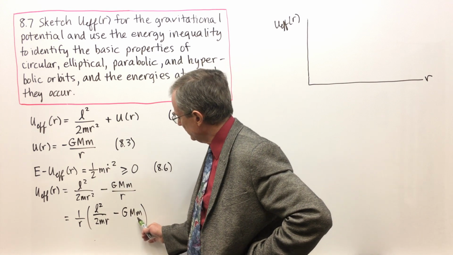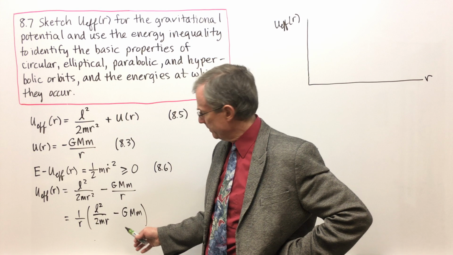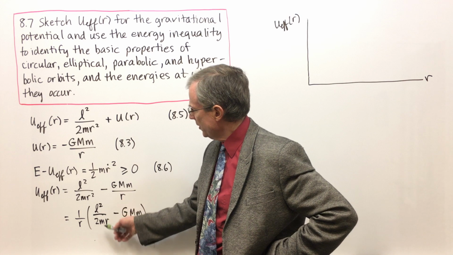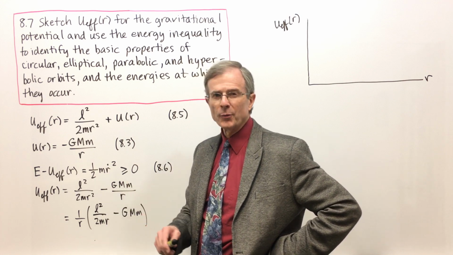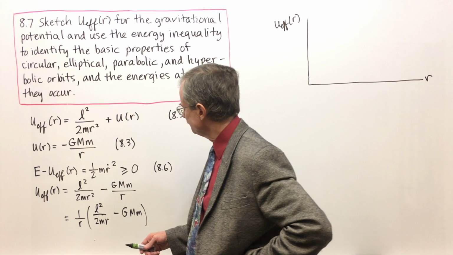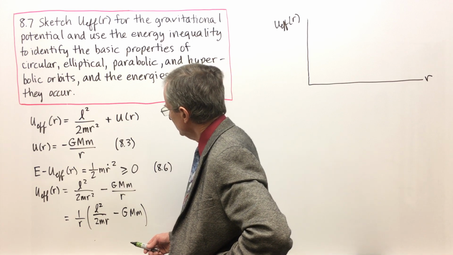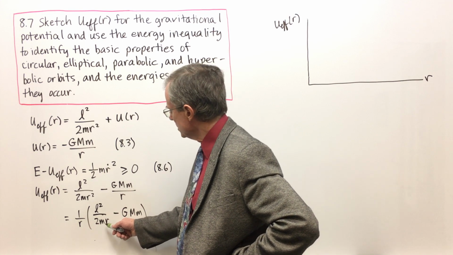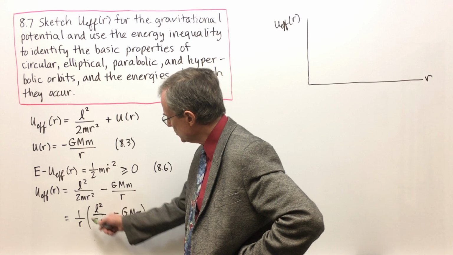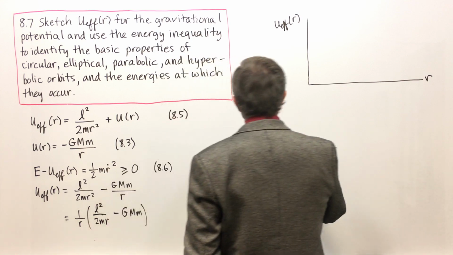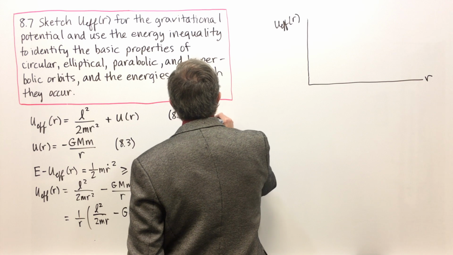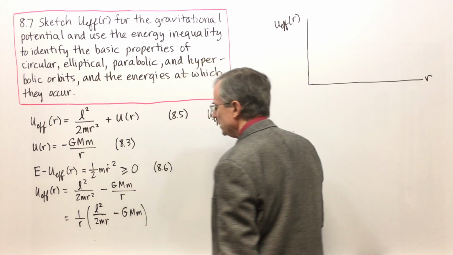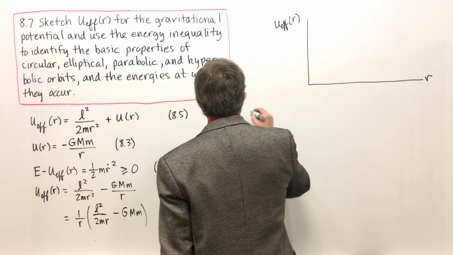As r goes to 0, this term is constant, so it's just a constant. But as r goes to 0, this denominator gets huge. And so this fraction gets small, because 1 over a large denominator gives a small number. And so that term is going to dominate as r goes to 0. This is just constant. This one will go to infinity. So as r goes to 0, U effective is dominated by this term.